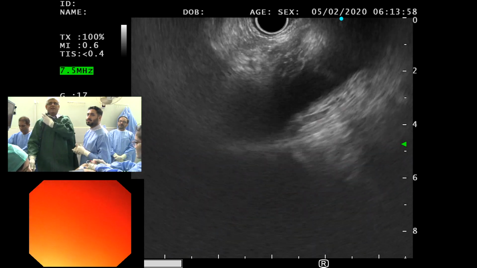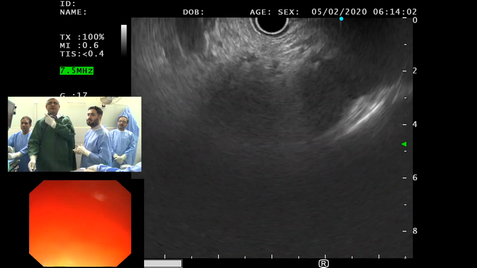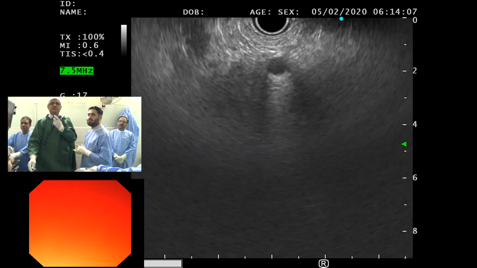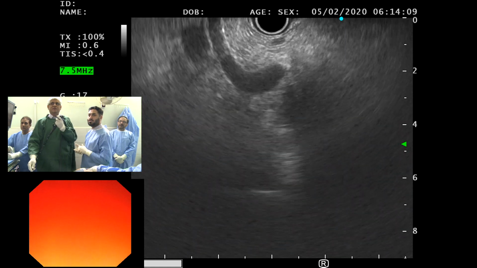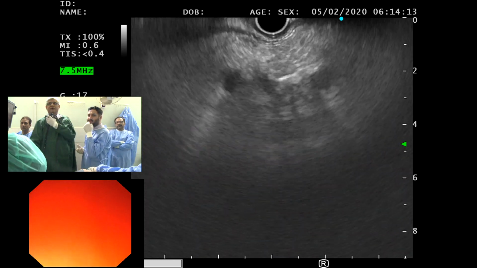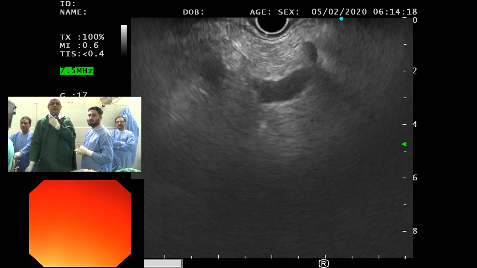So that's your celiac artery. So I'm going to follow this celiac artery. Okay, you can see it. We are still following it. Okay, that's the splenic artery. So I just keep following it, and we should be hitting the pancreas there. Okay. And then here.